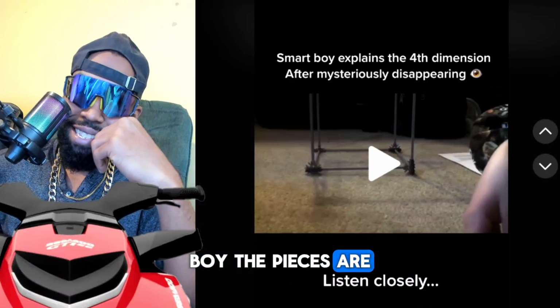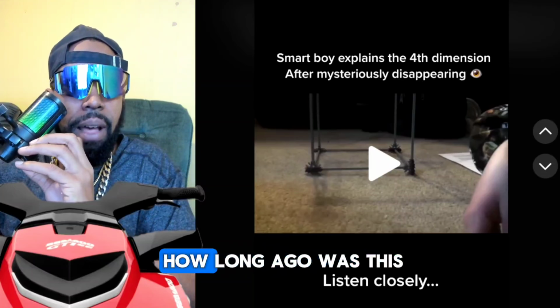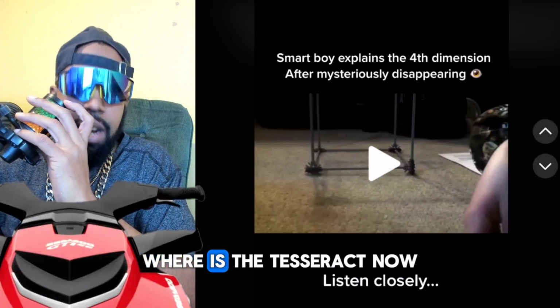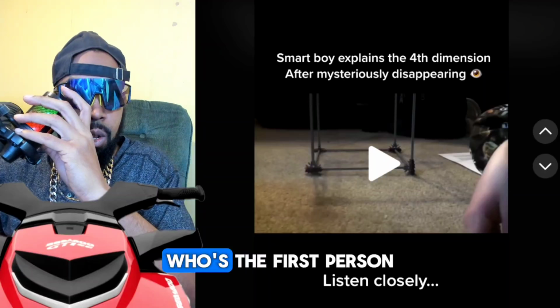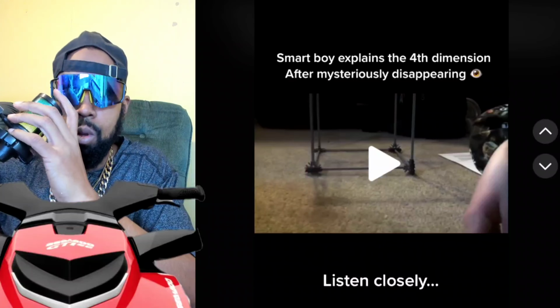Boy, the pieces are starting to add up. The tesseract, man, he was on something. How long ago was this? Where's the tesseract now? Who's the first person that ever said tesseract? I want to know.